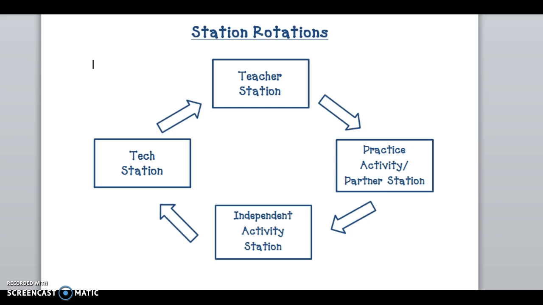So the type of team I would need to try and solve the problem would be just a functional team because it's just within my own classroom. I would figure out what's going to work best for my own students and put them into those groups that are going to help them be the most successful.